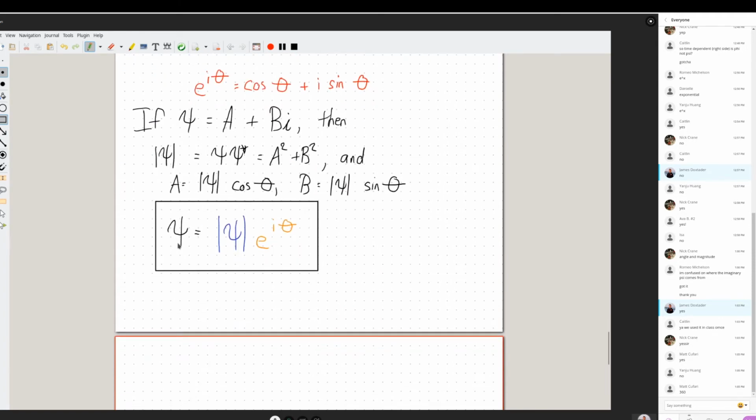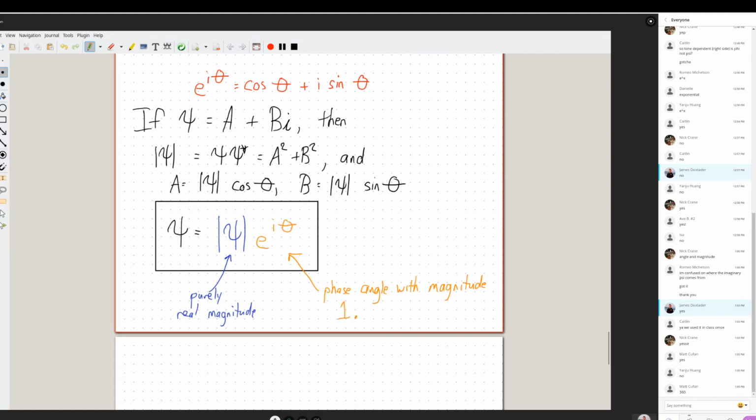So the way that complex numbers usually get used is by thinking about them as the product of a purely real magnitude and a phase angle with magnitude 1.